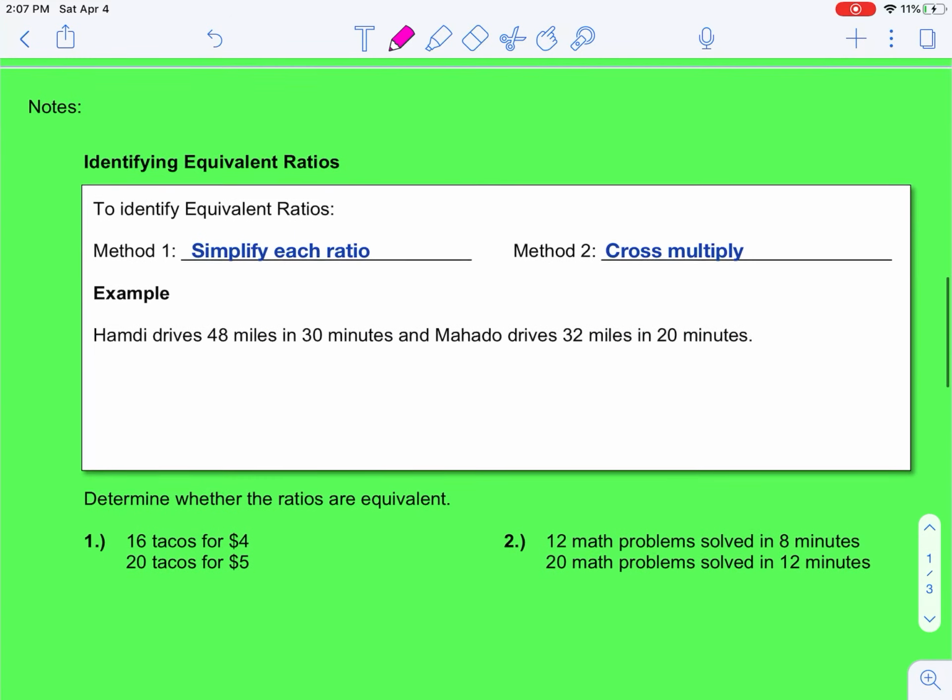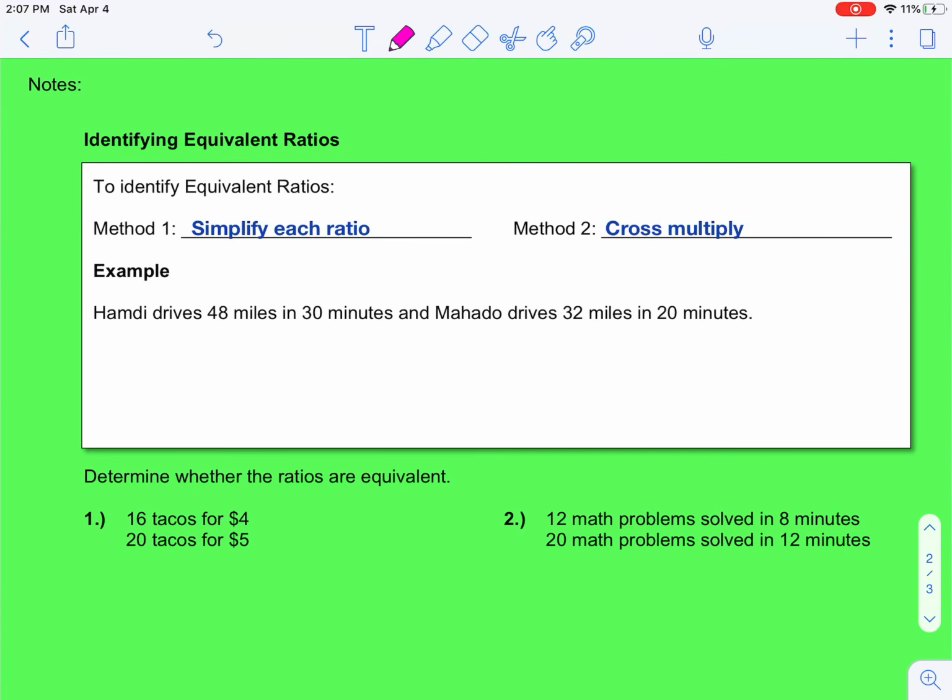All right, moving on. A lot of times what we need to do is identify if there are equivalent ratios. So are the ratios the same even though they look different? There are 2 different methods I can do this. Method 1 is simplifying each ratio, and method 2 is cross-multiplying. I don't care how you do this, it's totally up to you. So let's take a look at our example.